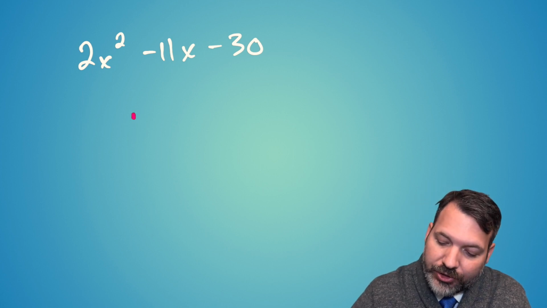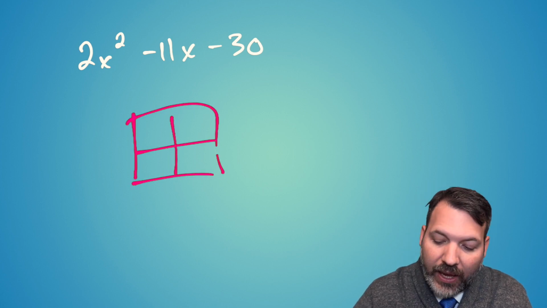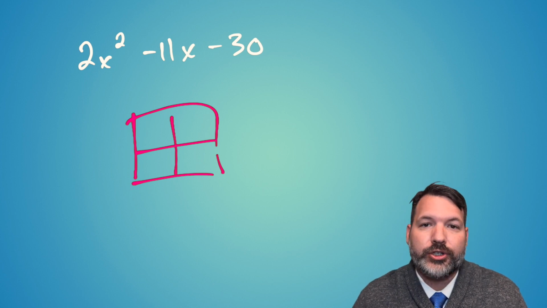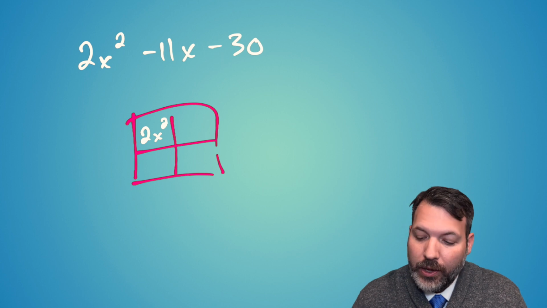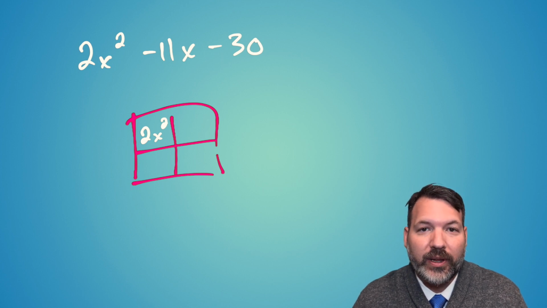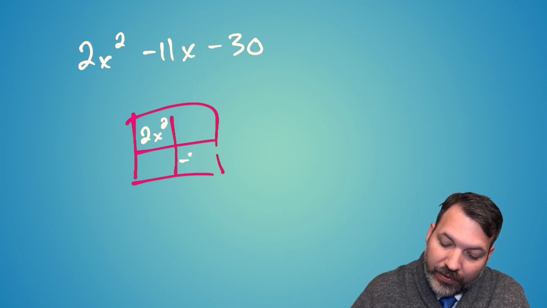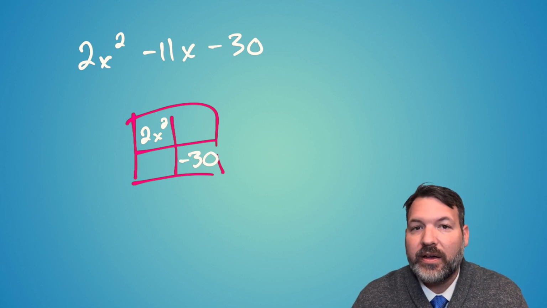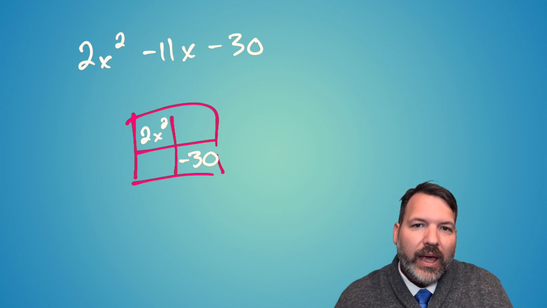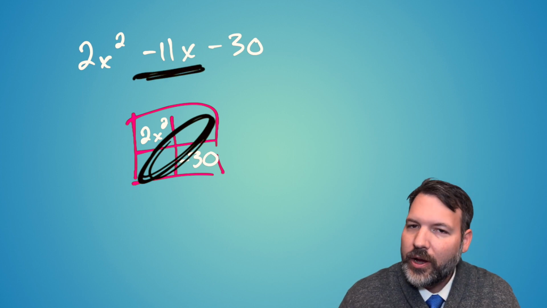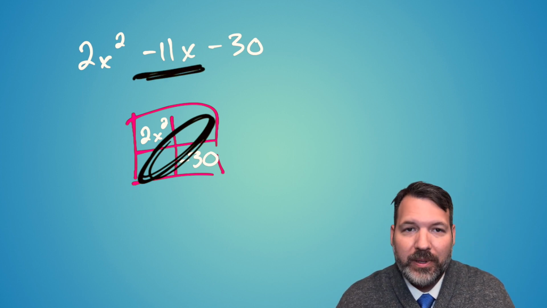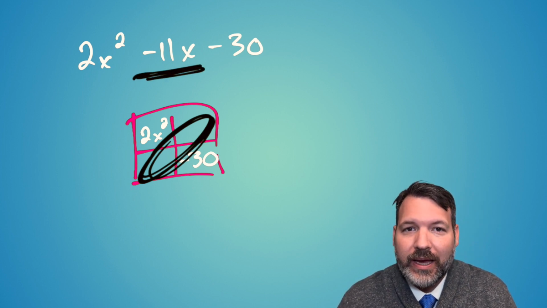Let's draw our 2x2 box, of course. And again, we always know the squared term, the quadratic term, must have come from this upper left-hand corner. So let's put 2x squared in that upper left-hand corner. The constant, in this case minus 30, must have come from that lower right-hand box. And so let's put that minus 30 in the lower right-hand box. But again, we end up in this situation where we have two empty boxes that we know add up to negative 11x, but there are lots of terms that could add up to negative 11x.